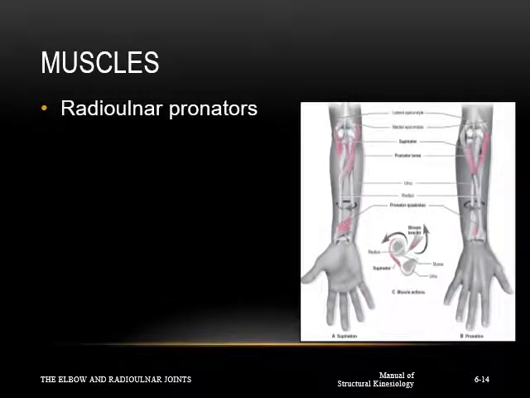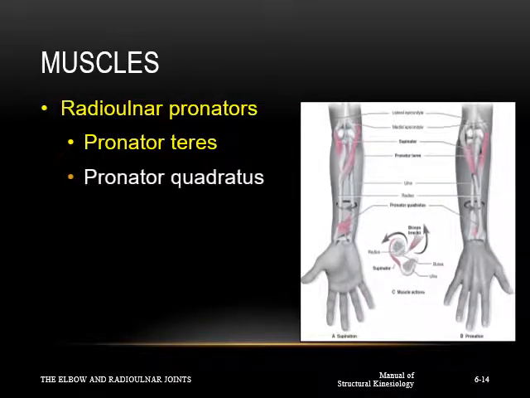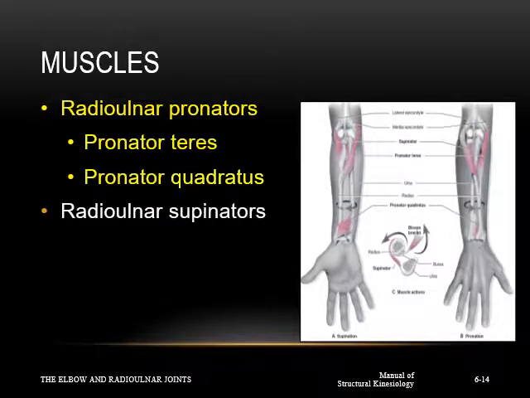Okay, so here we're at the radioulnar joint. So it's real easy to remember the radioulnar pronators, because again, the name is right in the muscle. So you have the Pronator Teres and the Pronator Quadratus. Now the trick is to remember which one is which when you're looking at these. So the Pronator Teres is the proximal muscle. You can see that here.